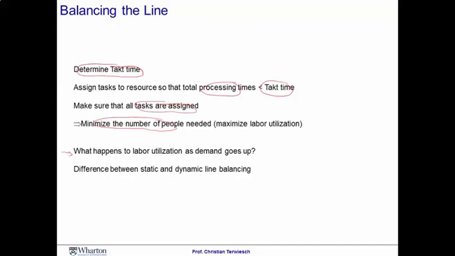Think about the case of balancing a line with just one person. Balancing a one-person line is trivial. That person will have little idle time and we have a very high labor utilization. As you go in the opposite dimension, you add more people to the line and reduce the takt time, line balancing becomes increasingly hard.